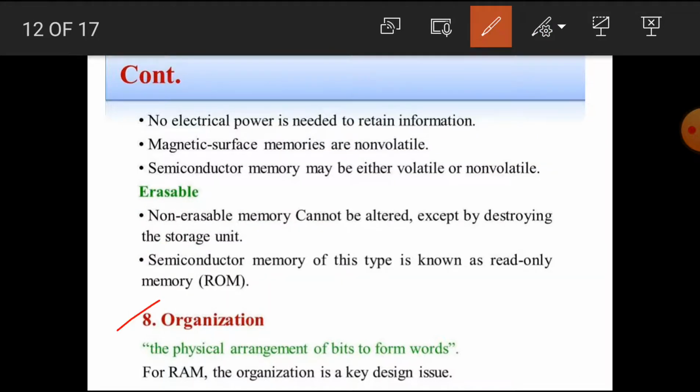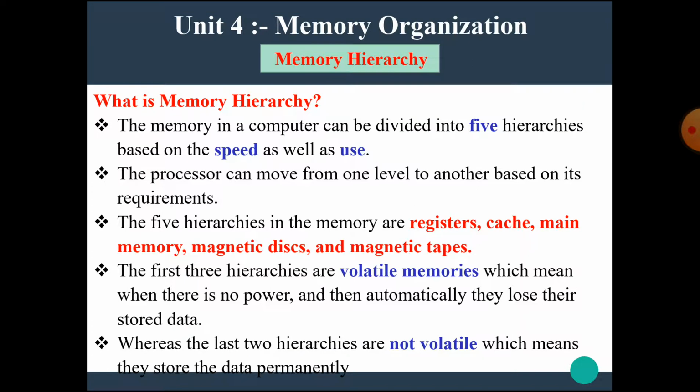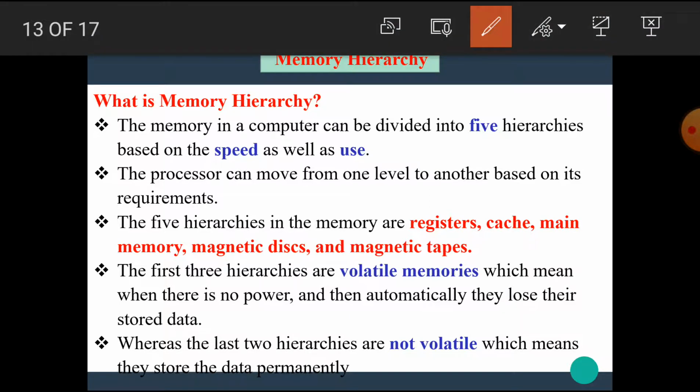The next one is organization. The physical organization of bits to form words. For RAM, the organization is a key design issue. These are the basic information about the parameters of the memory system. Now, let's see today's important point, the memory hierarchy. What is the memory hierarchy?